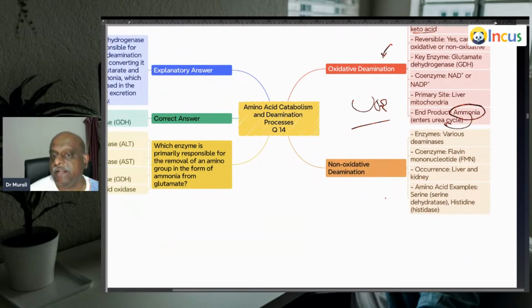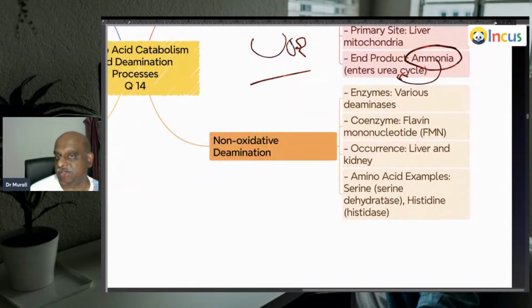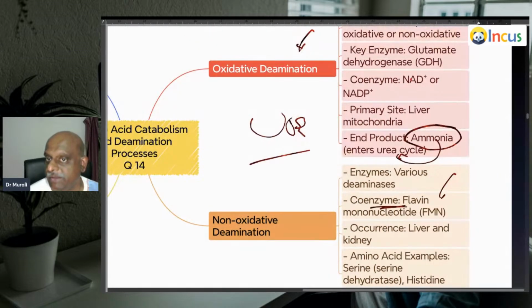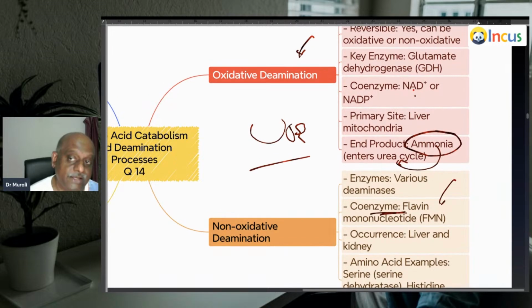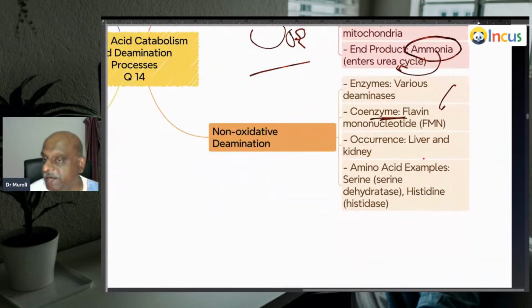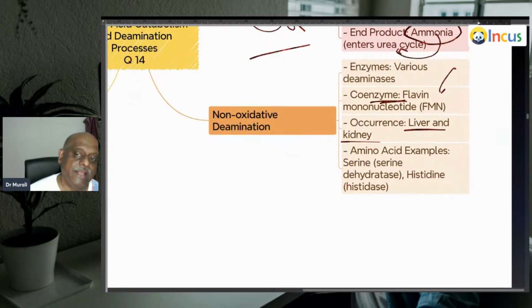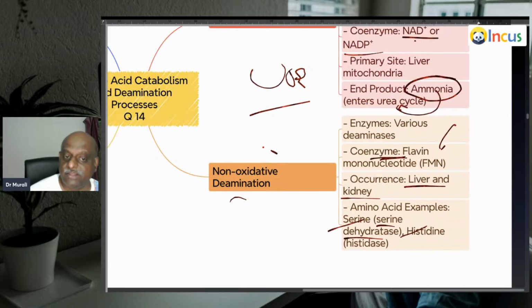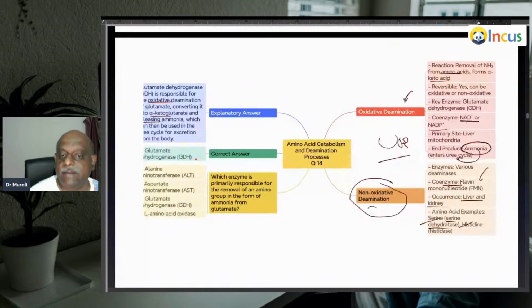So there is oxidative and non-oxidative deamination. In the non-oxidative deamination, it is the FMN which is the coenzyme, whereas in oxidative deamination, it is NAD plus and NADP plus. Non-oxidative deamination occurs in liver and kidney, and serine dehydratase and similar enzymes are examples of the enzymes involved in the non-oxidative deamination.